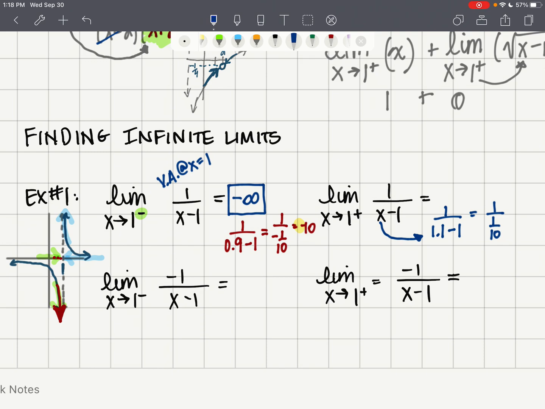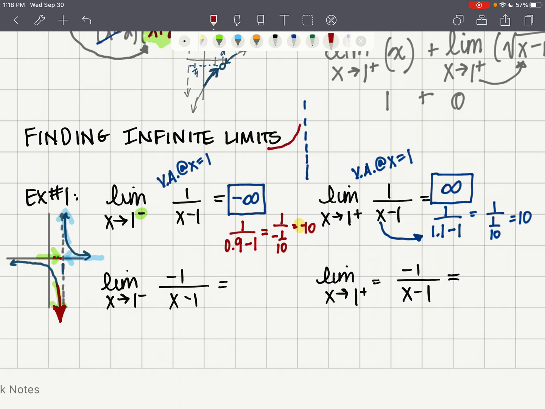And 1 divided by 1/10 is 10. And that's a positive 10. So that's going to give us a positive infinity. Now, how did we go from positive 10 to positive infinity? That's because we know that there's a vertical asymptote at x equals 1. And what happens at your vertical asymptotes?